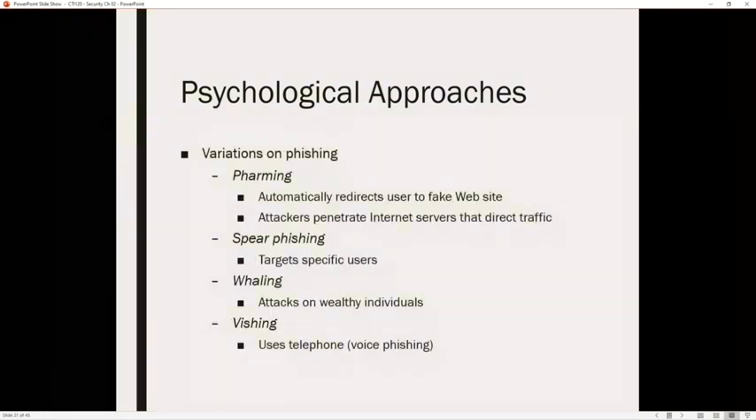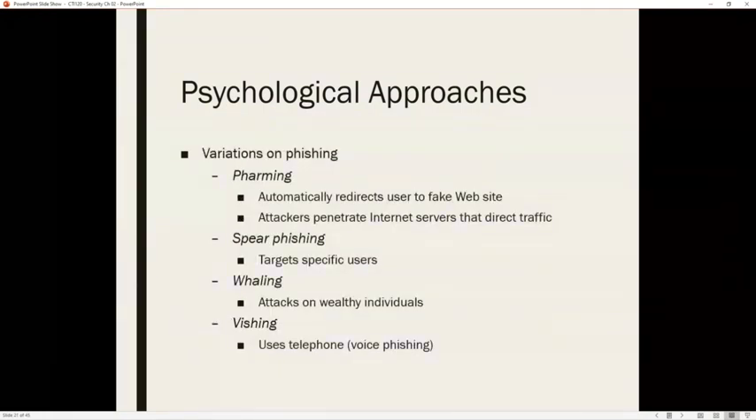There are variations, of course, on phishing. Things like pharming. This is where we try and do phishing from other situations.